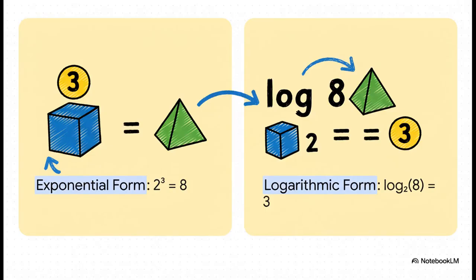And this slide right here shows you the translation perfectly. On the left, we have the sentence, 2 to the power of 3 equals 8. On the right, we have the log base 2 of 8 equals 3. They are saying the exact same thing. Notice how the pieces just get rearranged. The base of the exponent becomes the base of the log.